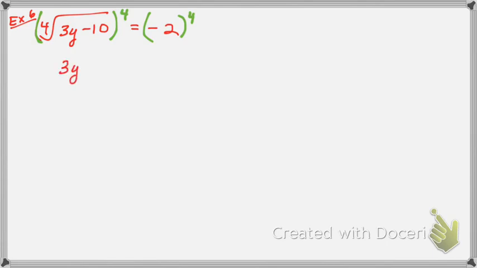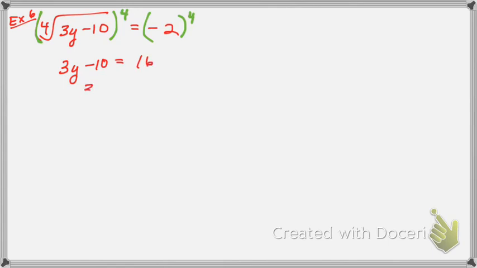How about this one? 4th root of 3y minus 10 equals negative 2. Okay, how am I gonna work this out? Is this example 6? This is example 6. Everything to the 4th power, right? Both sides to the 4th power. And what do I get? Do we know what negative 2 to the 4th power is? Negative 2 times negative 2 times negative 2 times negative 2, 16, right.